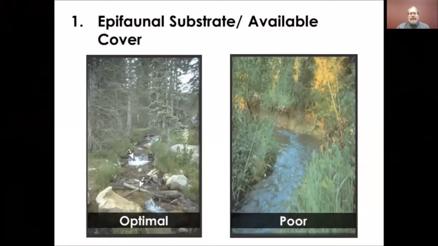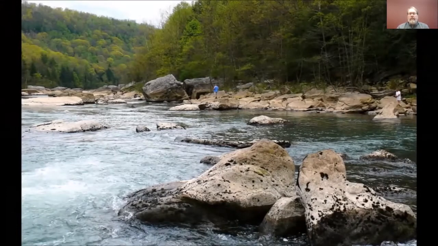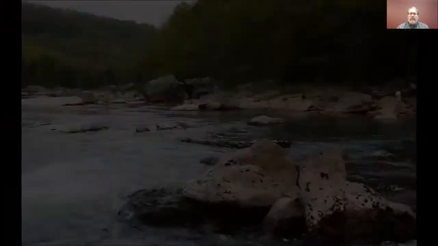Epifaunal substrate and cover describes underwater structure, including fallen logs, large rocks, and undercut shores. Various fish and macroinvertebrates make their homes in these irregular structures. Let's first take a look at the urban stream.